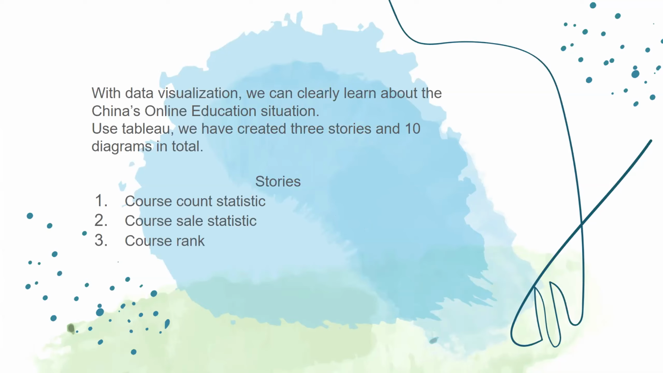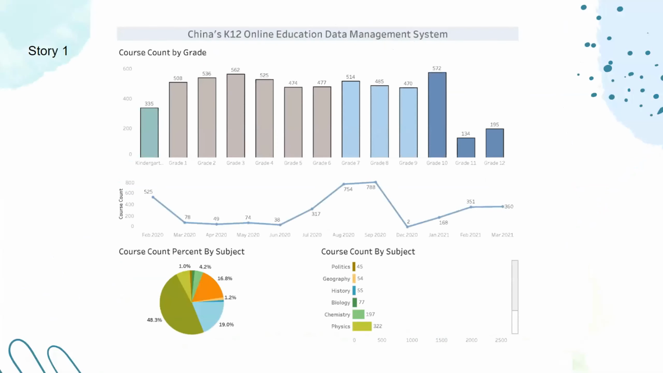With data visualization, we can clearly learn about China's online education situation. Using Tableau, we have created 3 stories and 10 diagrams in total. The stories include course count statistic, course sales statistic, and course rank. Next slide, please.